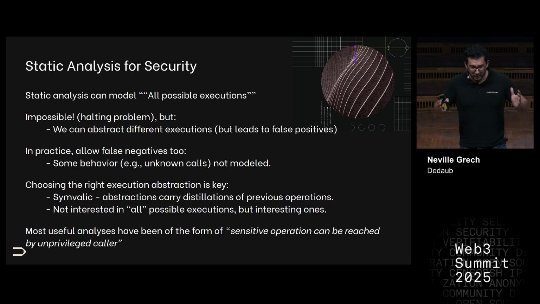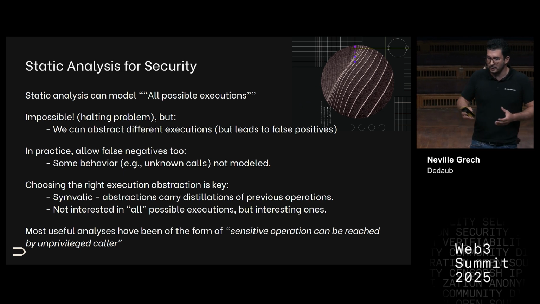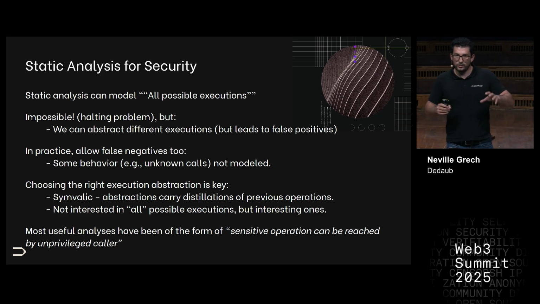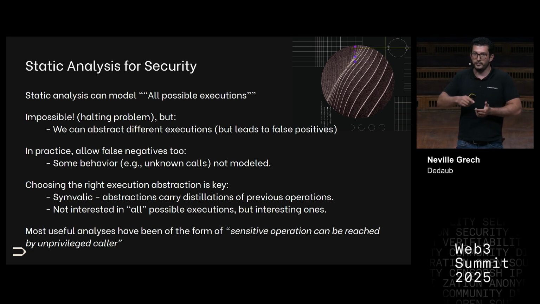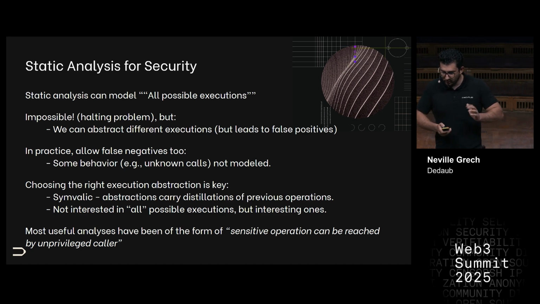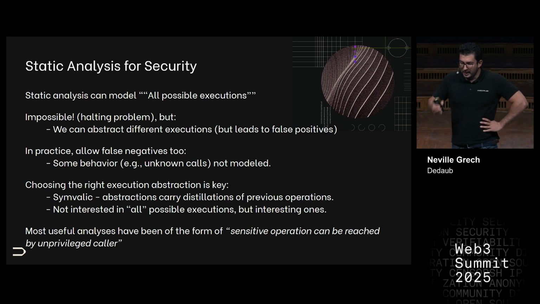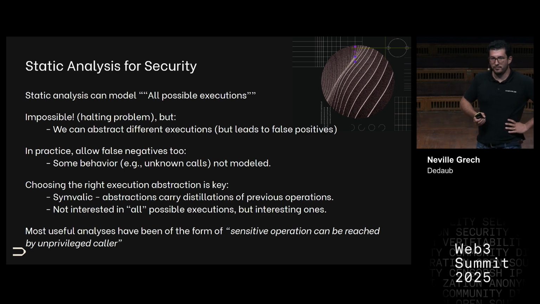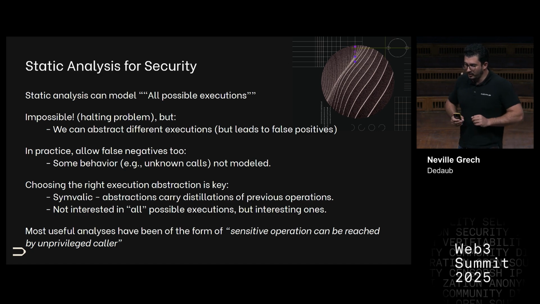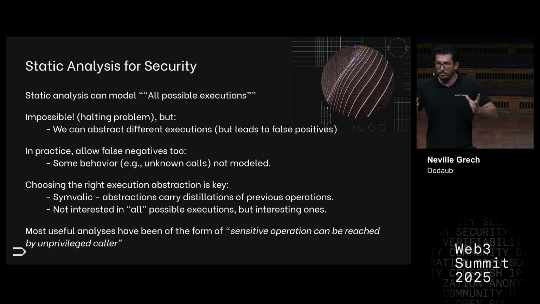So in our case, what we do is we have a system in place called symbolic analysis. Again, you can Google it, and there's publications about this. So in symbolic analysis, we prove using theorem proving techniques that certain executions can indeed happen because there's a proof that shows us that, so it's possible according to conditions in the program. And most security analyses actually have the form of: some sensitive operation can be reached by an unprivileged caller.